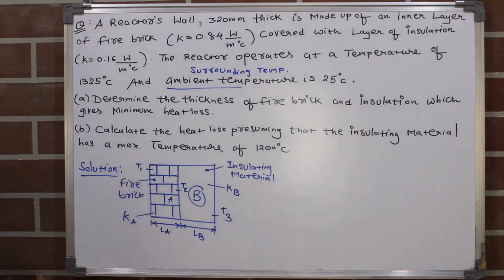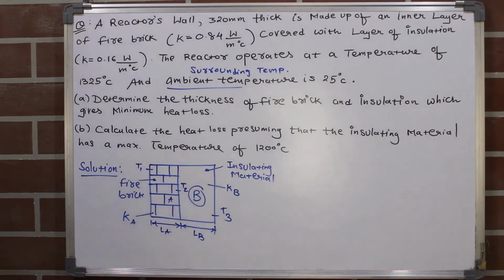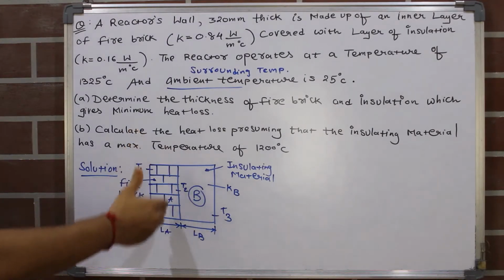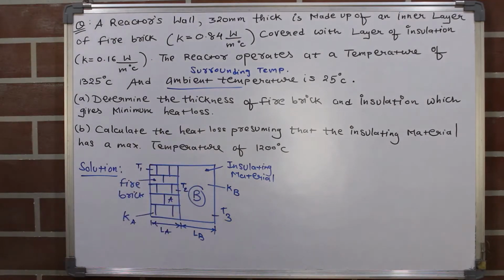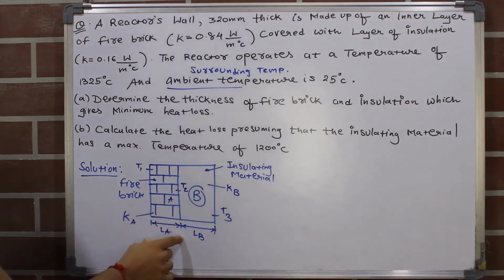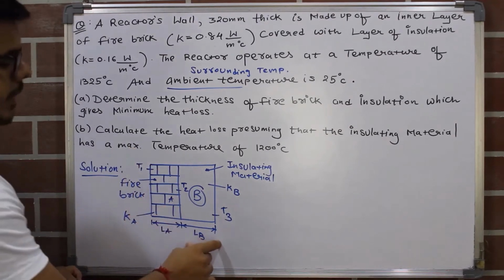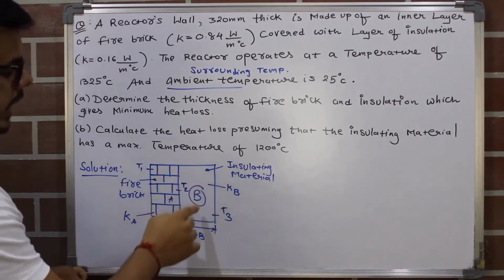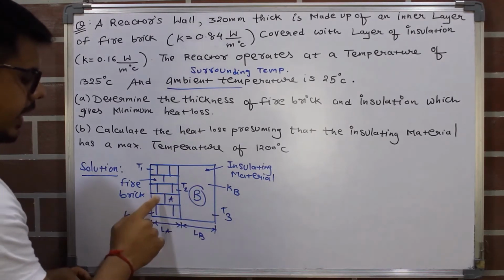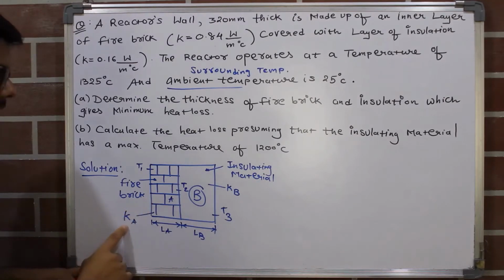Okay, now we will see the solution. So this is the wall of the reactor, with the fire brick on the inner side, covered with the insulating layer. Let's say LA is the thickness of fire brick, that is wall A, and LB is the thickness of insulating material, that is wall B, having thermal conductivity KB, and the thermal conductivity of wall A, that is fire brick, is KA.